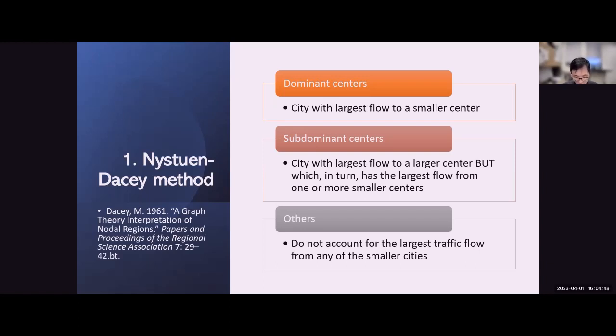The Nystuen-Dacey method assumes that there are three levels in the hierarchy of cities. The top level is usually comprised of the larger and more prominent cities, referred to as dominant centers. The next level consists of the subdominant centers, which are typically lower tier cities that receive flows from the dominant cities, while also sending a significant flow to smaller centers. The third level consists of the others, the rest of the cities, which have smaller flows to subdominant cities.